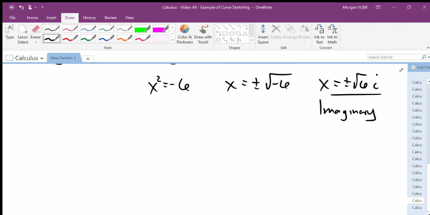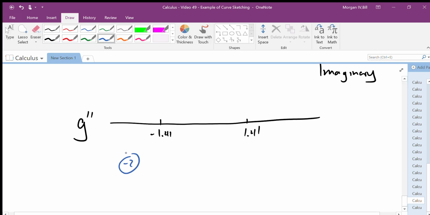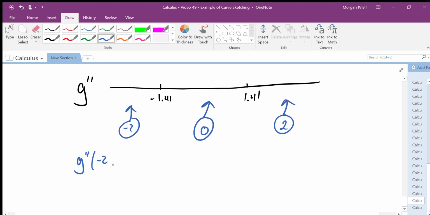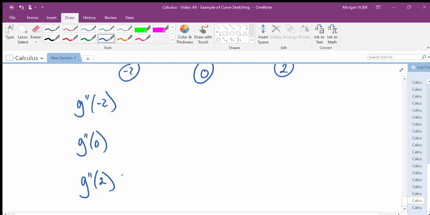So let's get a number line going here with our g double prime at negative 1.41 and positive 1.41 with test points in between. So we'll have test points over here, let's say negative 2, less than negative 1.41. One at 0 in between, and one at positive 2. Just trying to pick nice numbers here. And we're asking ourselves, what is g double prime of negative 2? What is g double prime of 0? What is g double prime of positive 2? And what we're really looking for is, is the answer here positive or negative? Is it concave up or is it concave down? We're in second derivative, so we're in concavity here.